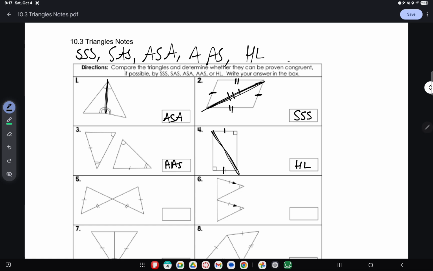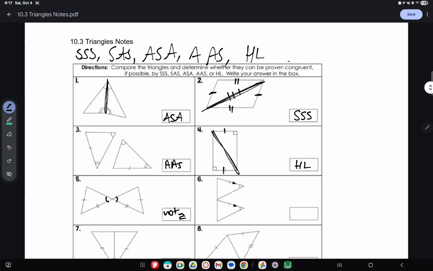All right, this fifth one, we've got two sides, but there's no way to know for sure if the third side is the same. So I can't do side, side, side. I know that these two angles are congruent because they're vertical angles, but we don't have a side, side, angle. So I would say that we can't prove that it's congruent. So let's just say it's not congruent.